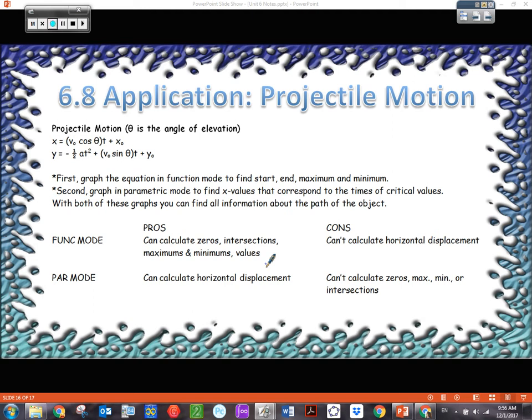But when it comes to horizontal displacement, it will not do that. In function mode, we only can put a y equal equation, right? We can't put an x equal equation. So we can't calculate any horizontal distance whatsoever in function mode. Otherwise, that would be the mode that we would stay in all the time, right? Because it does all these other very cool things. Parametric mode, unfortunately, the pro for parametric mode is it does calculate horizontal displacement. That's really what we use it for, is horizontal displacement.